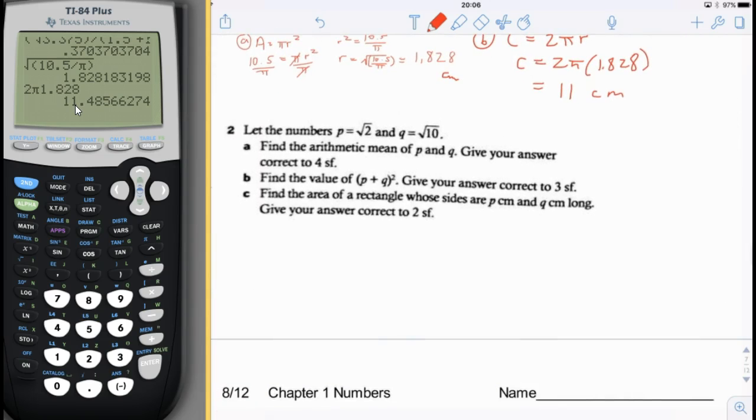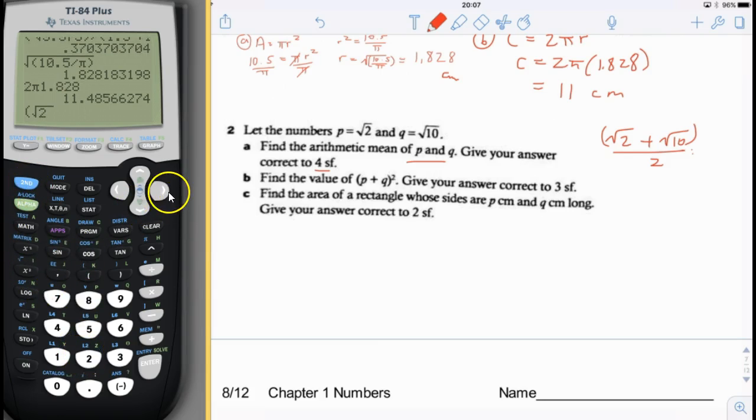Let the numbers p equal square root of 2 and q equal square root of 10. Find the arithmetic mean of p and q. Give your answer correct to 4 significant figures. So remember, the way you find the mean is you add all the numbers up, and then you divide by the total number of numbers. So this is going to be, let's see, and I'm going to put parentheses around both the numerator and the denominator just to make sure the PEMDAS is respected.